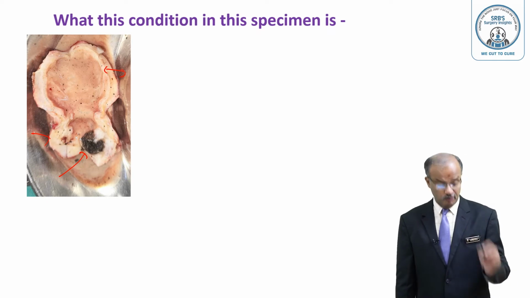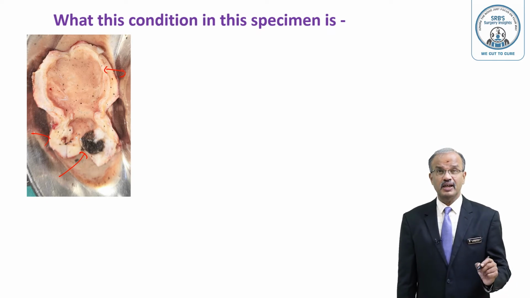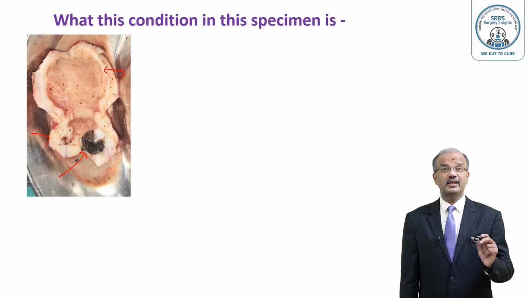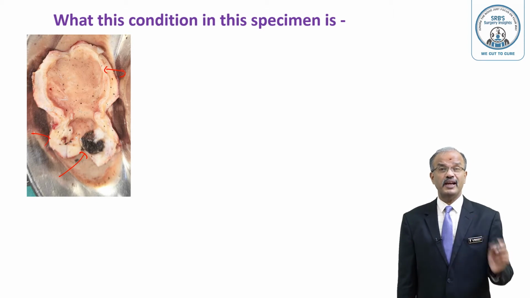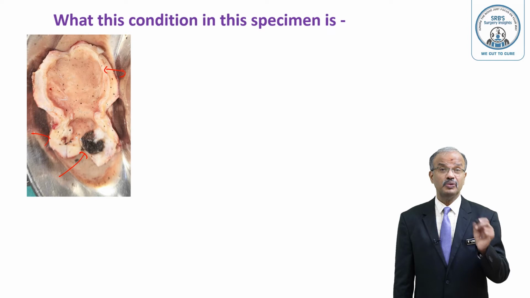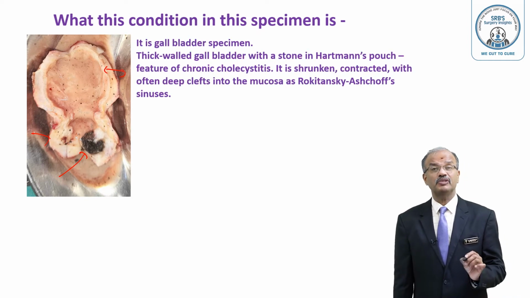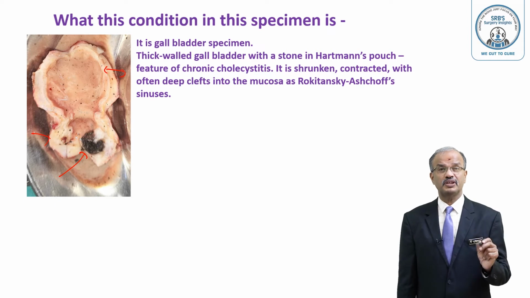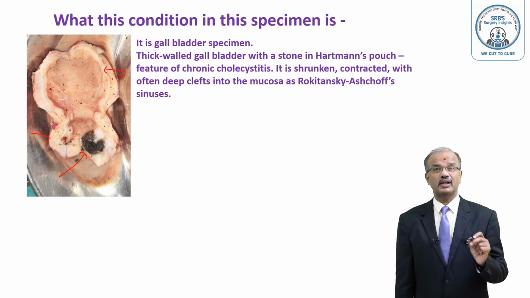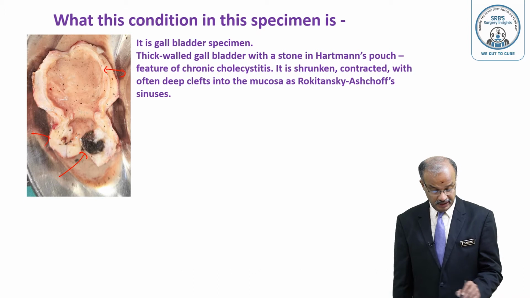This is a specimen of a thickened, fibrotic, non-functioning gallbladder. It won't be able to dilate. So this is due to chronic cholecystitis. So it is a specimen of gallbladder which shows the features of chronic cholecystitis: thickened, fibrotic, non-functioning, sunken, all those things.